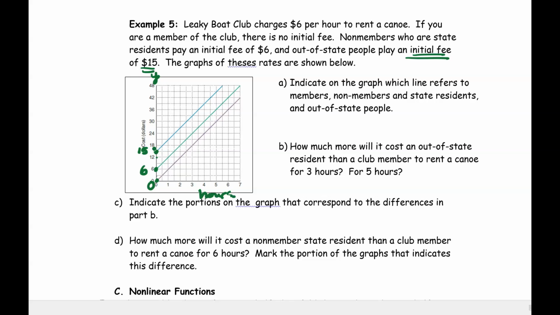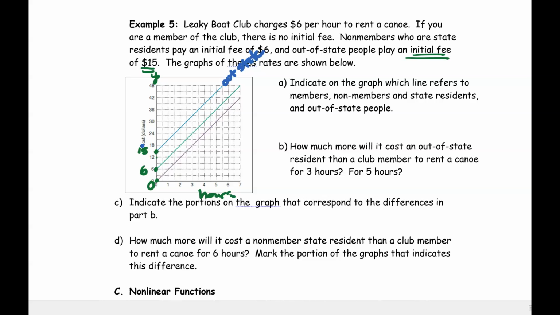So I'm going to say this blue line is going to be out-of-state people. So this blue line right here, that would be out of state. And actually, you know what? I'm going to write this over here, out of state people. Okay, and then I see $6.